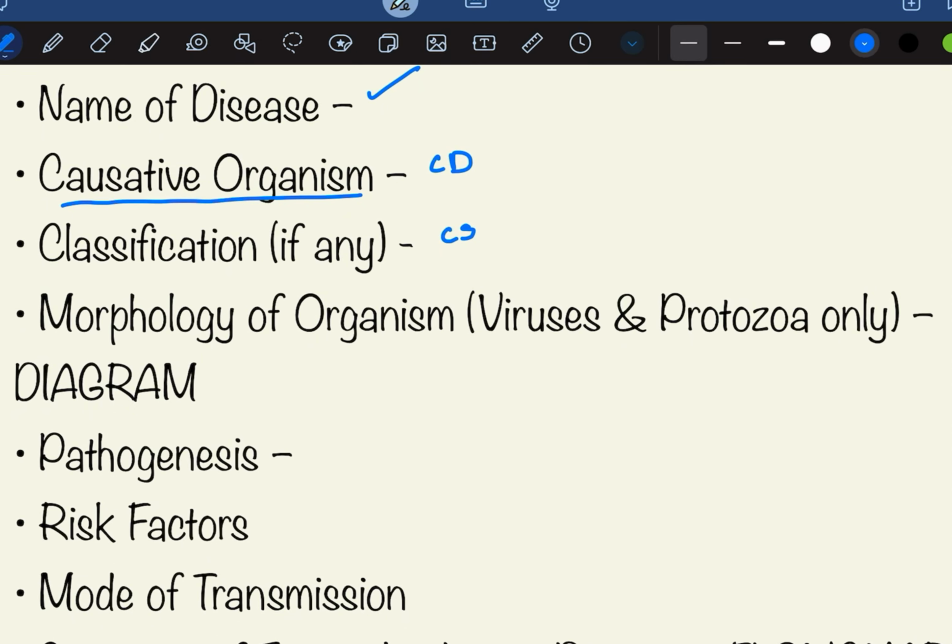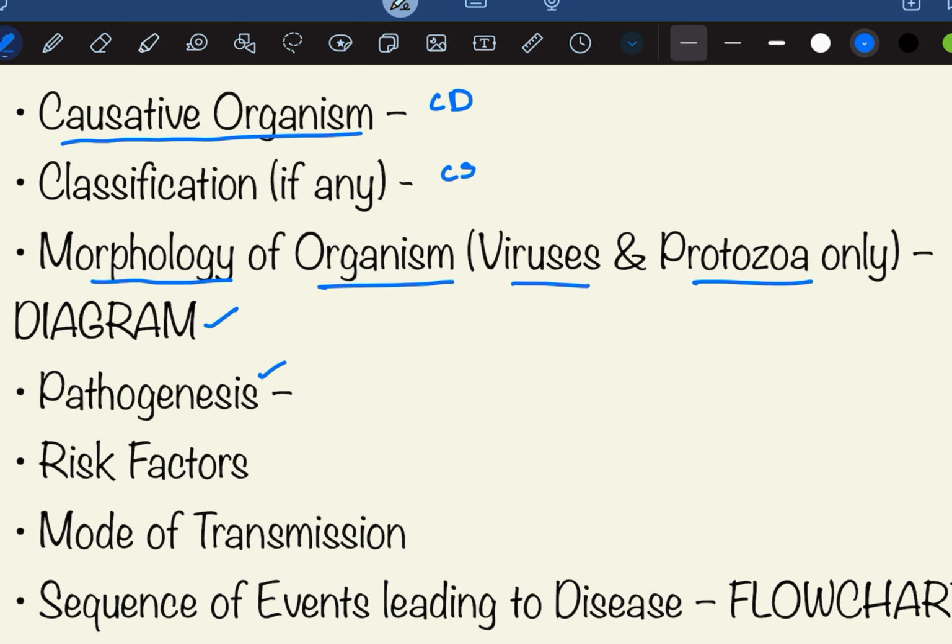Next, we have to mention the morphology of the organism. Morphology should be given especially when it is a virus or a protozoa. Like for the HIV virus, what is the shape of the virus? Or for a parasite like a hookworm, what is the shape of the hookworm? We have to draw the diagram.